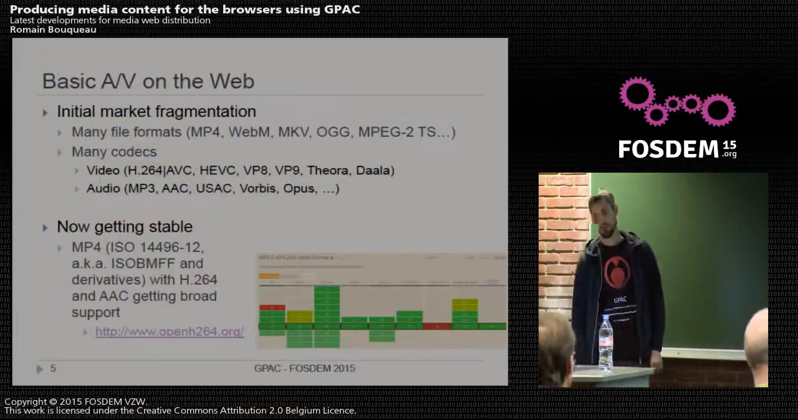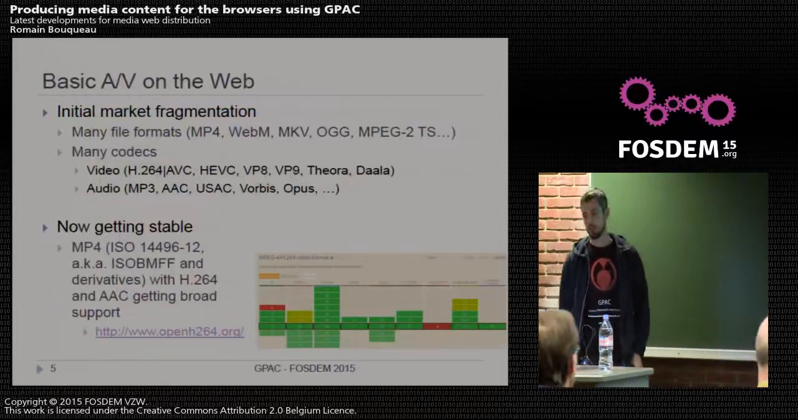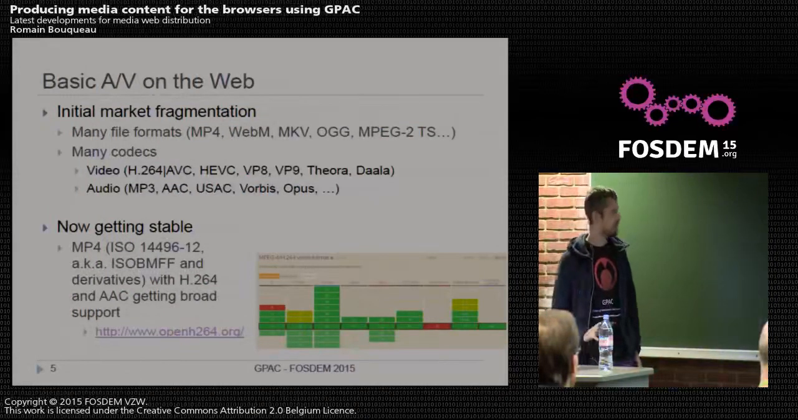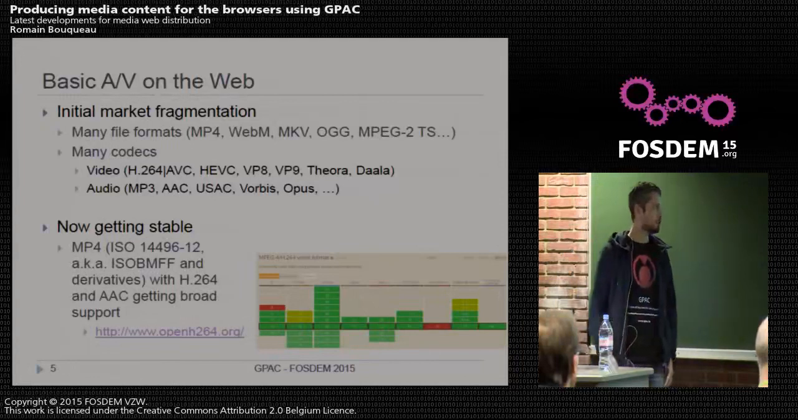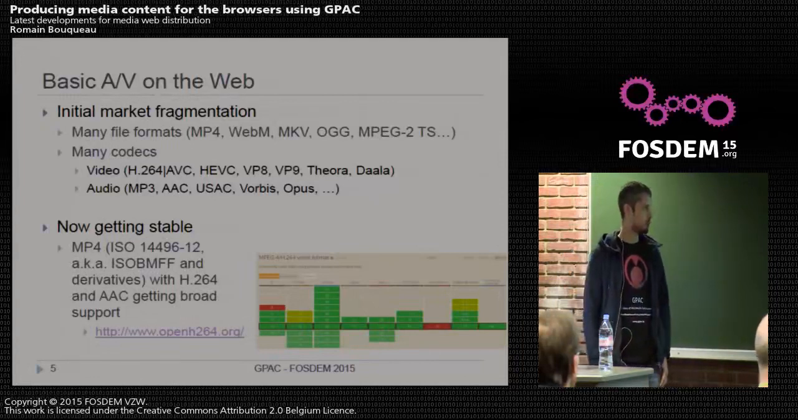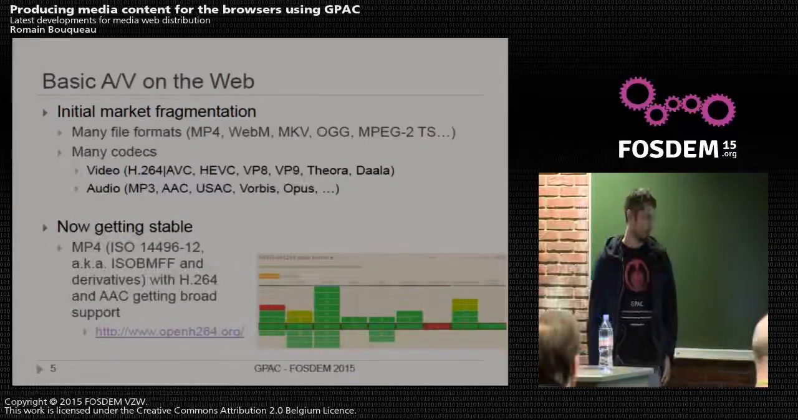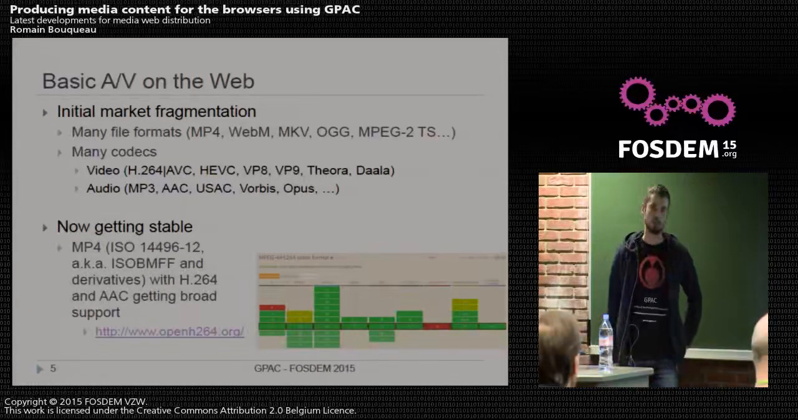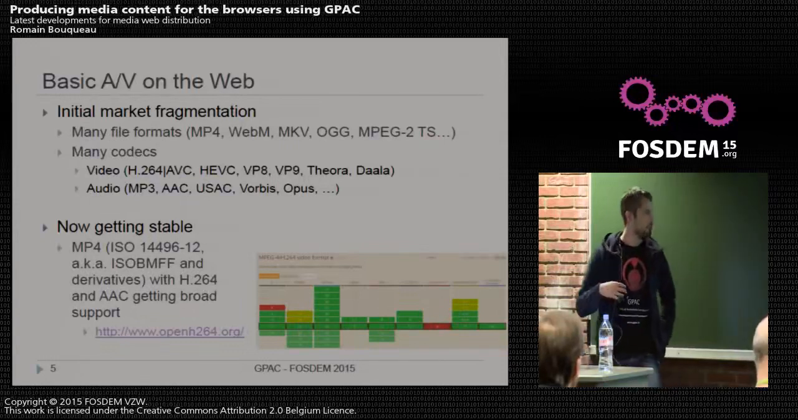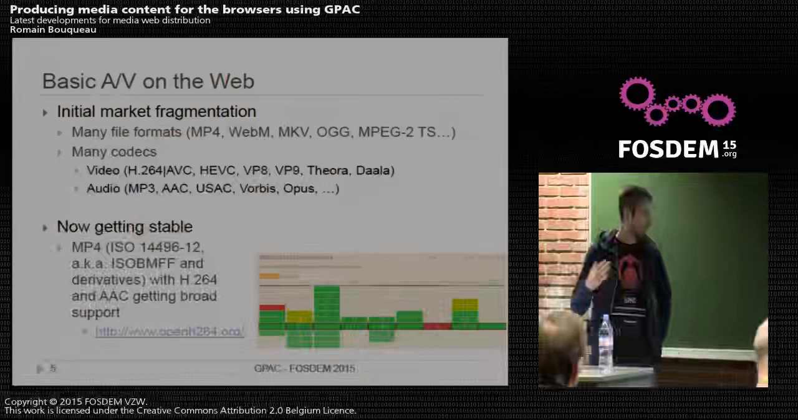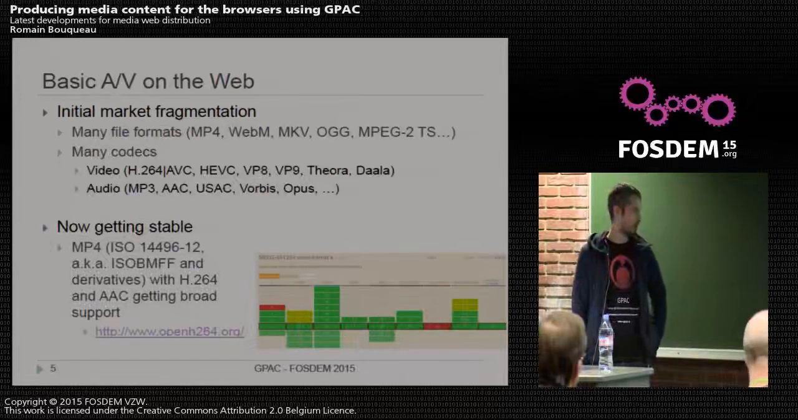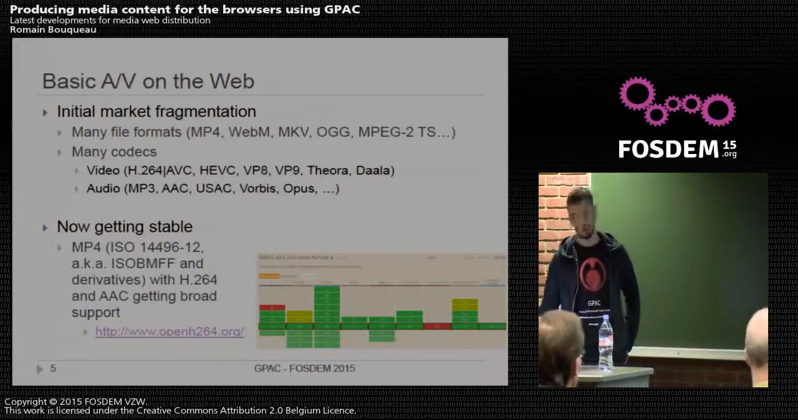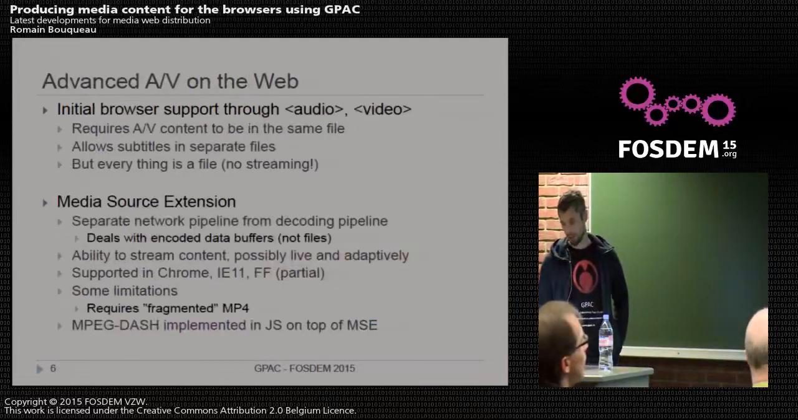Just a few words about the video technologies that are used on the web. Initially, there was a lot of fragmentation. We didn't know which codecs we were going to use, which containers we were going to use, and it seemed to have stabilized around the MPEG-4 technology: the MP4 container, AVC video, H.264, and some AAC MPEG-4 audio.